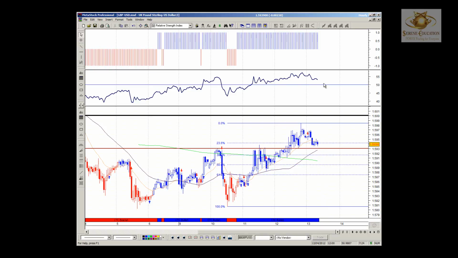But as long as the relative strength stays above the 50, and we're trading above 50.93, then we should see further indication of further upside movement. So look for an entry, nice bullish engulfing here at this level here this morning should give us an indication we should be heading back up towards 1600 quite soon.